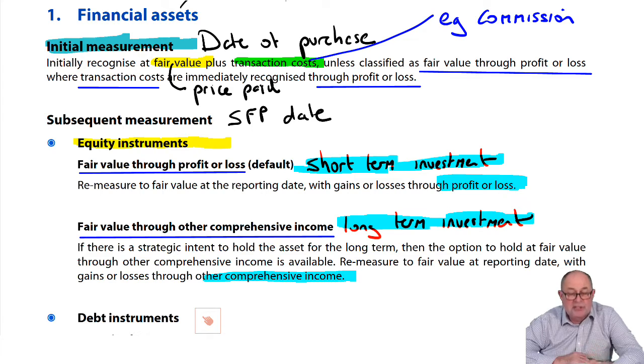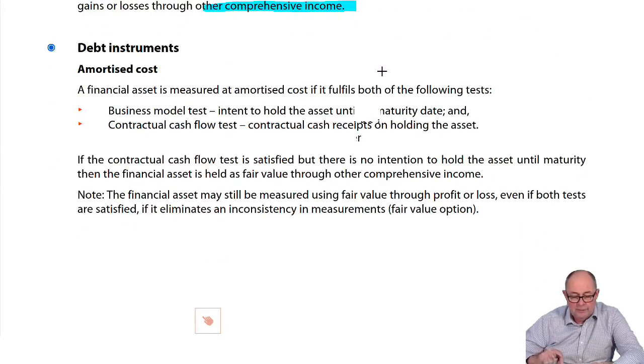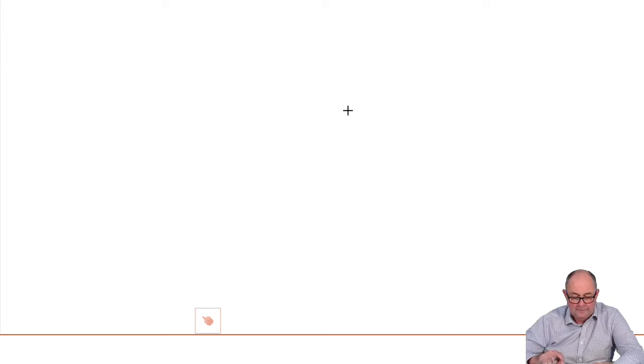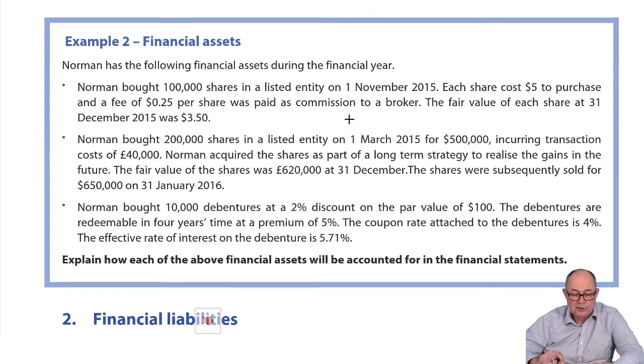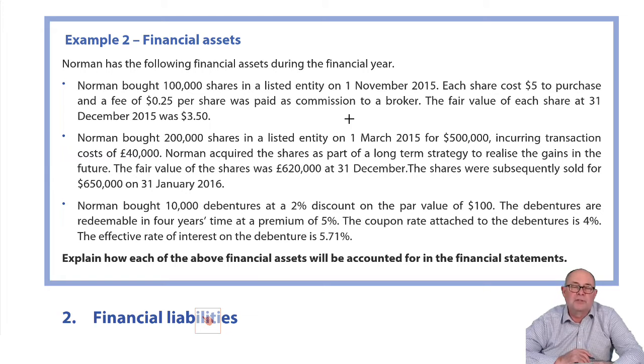So we need to have a look at some example of accounting for shares, and then we'll have a look at the loans afterwards. If you go to example 2, there's an example with some financial assets. We're going to have a look at the first 2 parts of this, and we'll look at the debentures, the last part, later. Please read the first part of Norman.